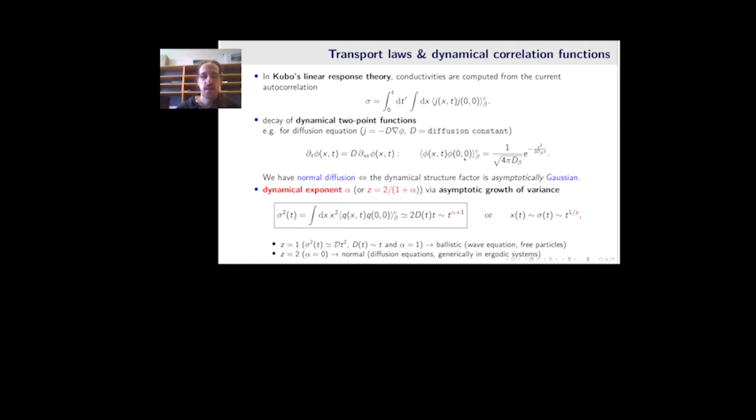And so when I say normal diffusion, what I have in mind is that not only the conductivity is finite, which by virtue of the Einstein relation implies a finite diffusion constant, but also that this so-called dynamical structure factor is asymptotically Gaussian. At finite time it may not be Gaussian, there may be deviations, but at large time you need to relax into this Gaussian shape. So that's what I mean by normal diffusion, and any transport law that is not that is anomalous.